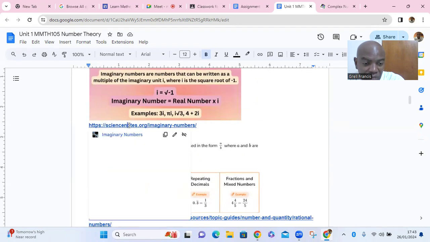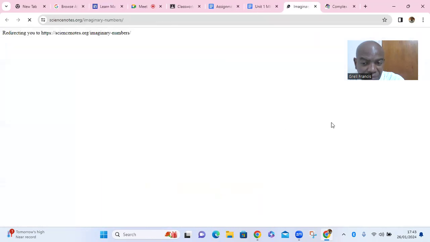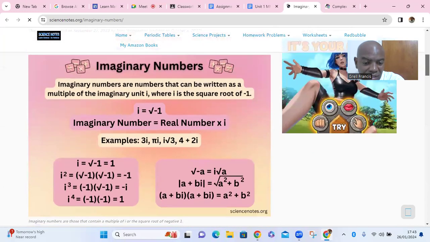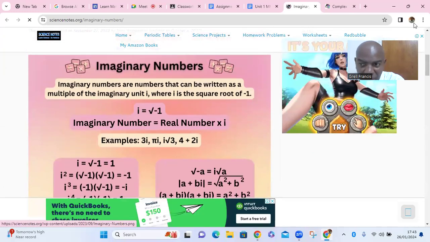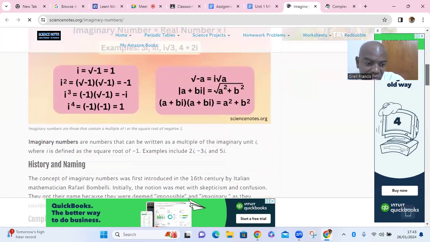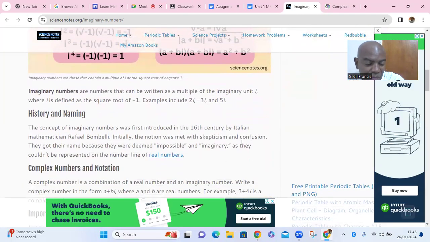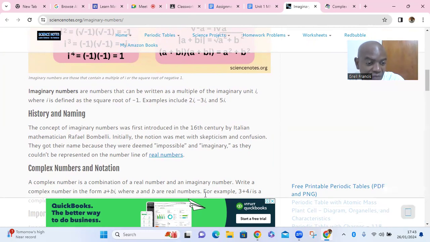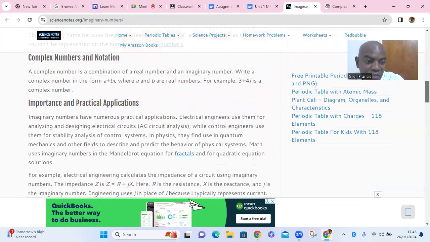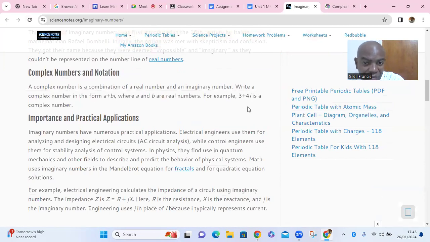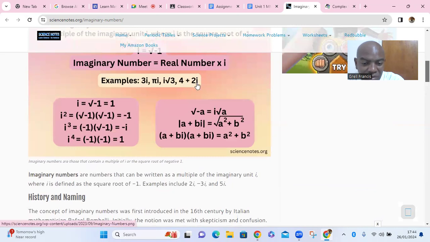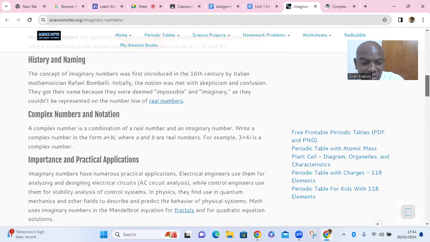So let's go into the website to see what is written there. Imaginary numbers. And here you have some properties about it. So you can do a little reading about it and give your view on it, because you have to make one statement about it. The history and the naming and so forth. And look here, they even talk about complex numbers, a plus bi, 3 plus 4i. So 4 plus 2i is not an imaginary number, it's a complex number.